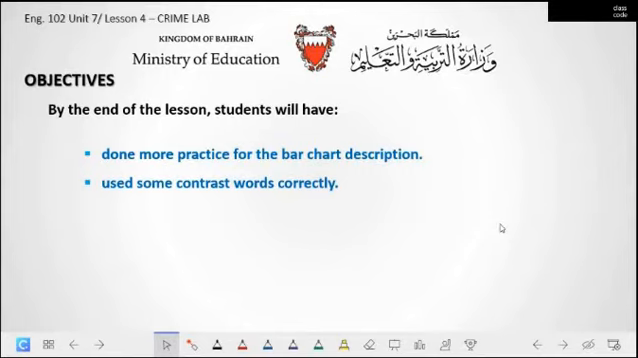Now, the second objective is to use some contrast words correctly. There are many contrast words in English, and today, inshallah, we're going to study some of them. And of course, we will be looking at the differences among them.